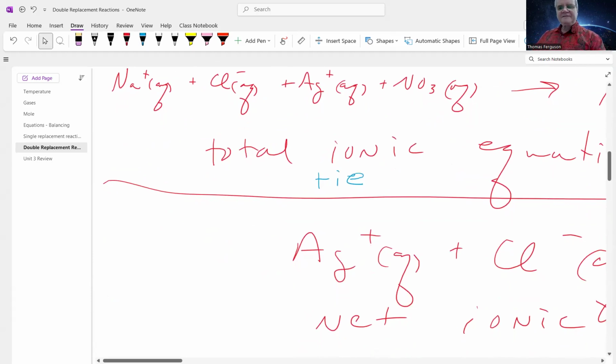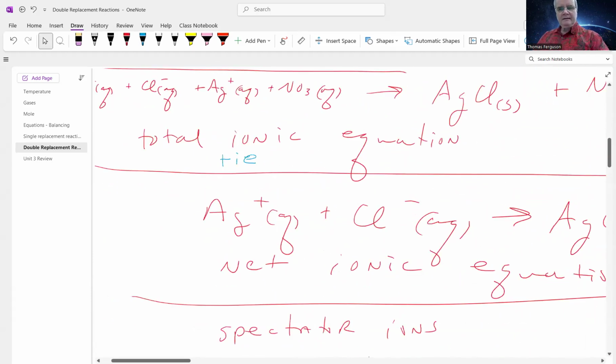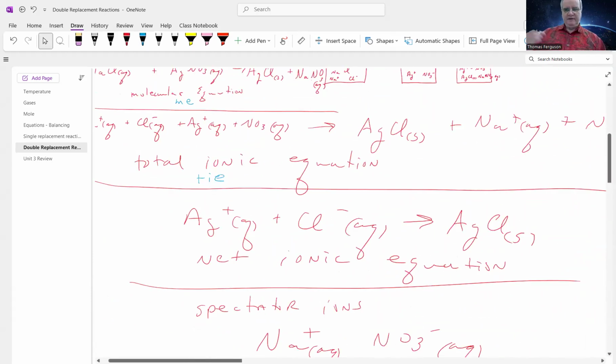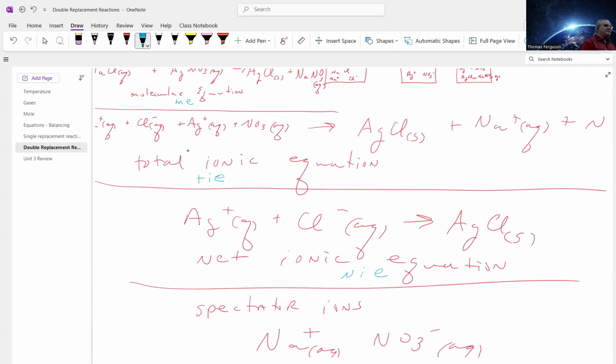Now, if something happens, in other words, if we have a solid form, then we have to write yet another equation, and that's called the net ionic equation. And all you do is you put the ions together that form the solid. Silver plus chloride equals silver chloride, solid.